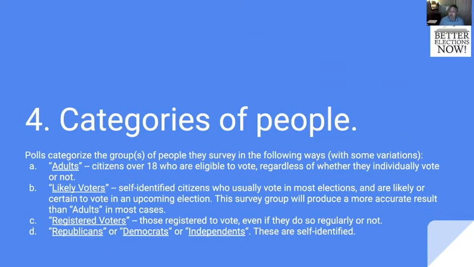So when you're looking at a poll, the first thing to do is find out what categories were polled. You are likely to see one of these categories. Adults, that's just voting adults in the United States or in a particular location. Likely voters, these are self-identified. These are people who have said to the pollster, yes, I am likely to go vote. Registered voters, voters who are registered whether or not they are likely to vote. And then finally, Republicans, Democrats, or independents. These are all self-identified.